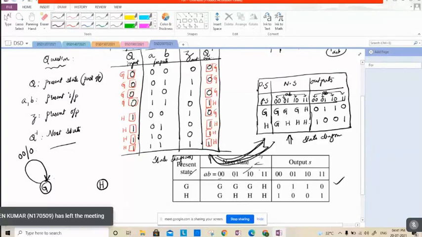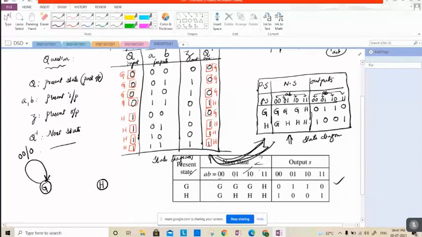If present state is G and input combination is 0, 1, what is my next state and output? Next state G, output 1. G and 1. Right. If it is 1, 0, what will happen?